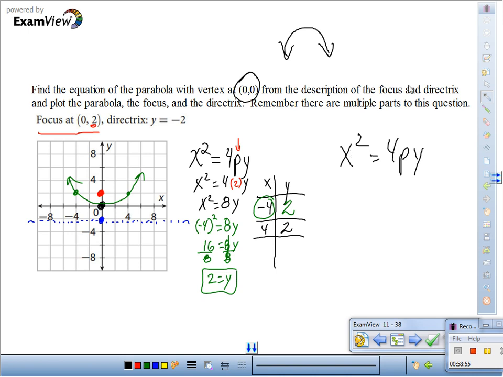So Mr. Q, when do we write the y squared? When the parabola is neither down or up, it's like this or like that. That's when we use the y squared. So help me finish this one. If it was sideways, what would I write? y squared equals what? 4px. That is correct.